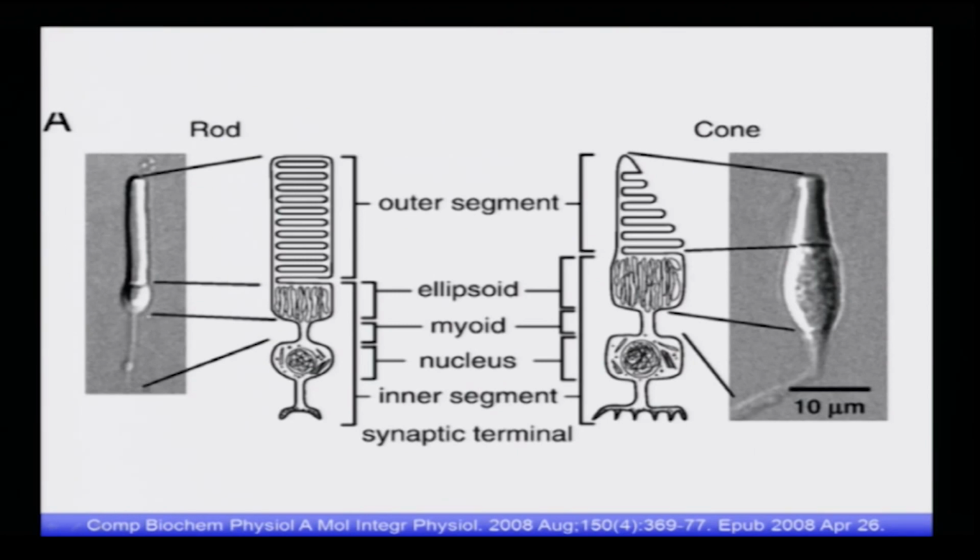These are the rod cells. Physically, that is how they look. This is the outer segment of the rod cells. This is the inner segment of the rod cells.